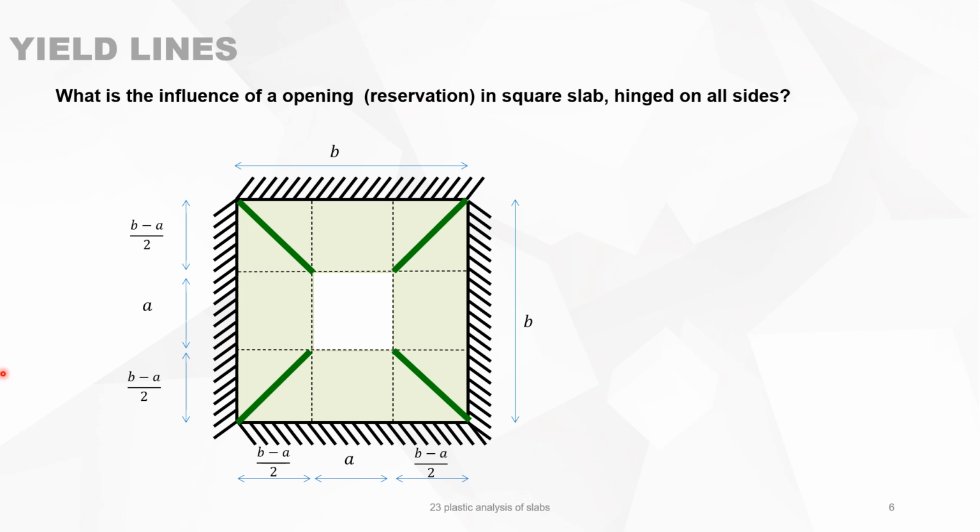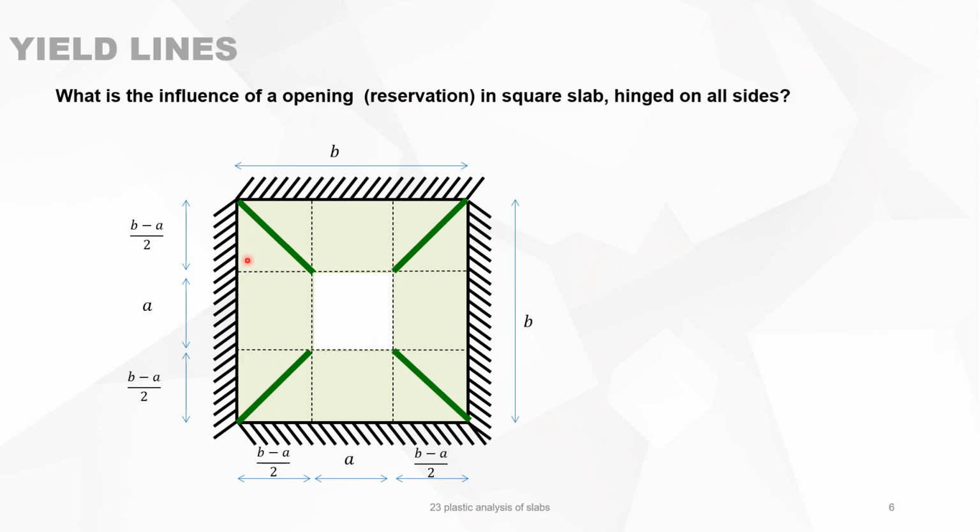We can make a simple approximation. You take a square slab, simply supported or hinged on all sides, and you make an opening in it, a reservation, with dimension A, and the size of the slab is B. Then you would see that your yield lines stop at the edge of the opening, so there are no yield lines in the center. It's only those 4 short pieces.